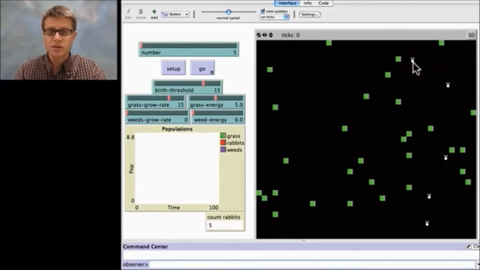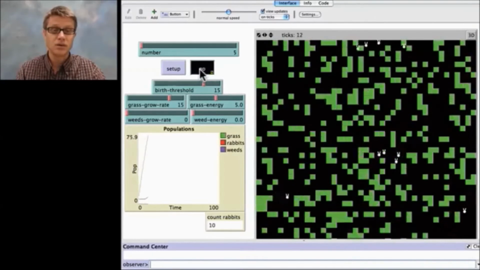So in this model, the rabbits are going to be these little white things with ears, and the grass are going to be these little green squares. And so we start with 5. Now the rabbits are going to find grass if they can. And if they can, they're going to get energy, and if they get enough energy, they can breed. But if they don't find enough grass, then they're going to die.